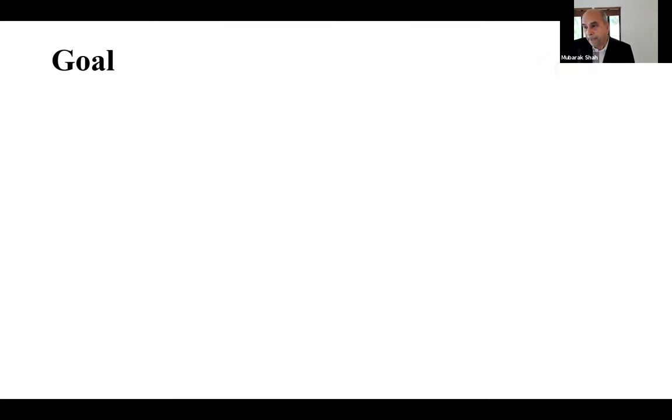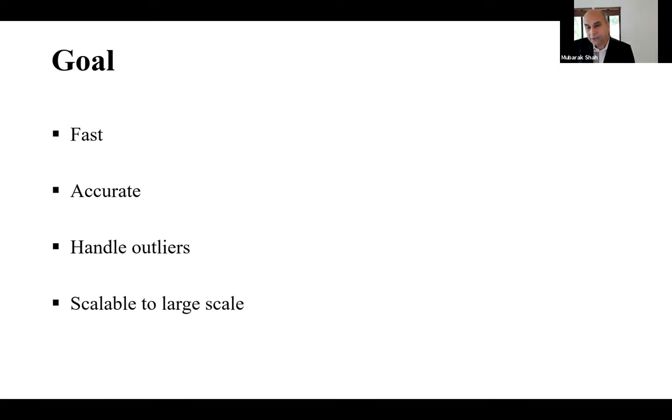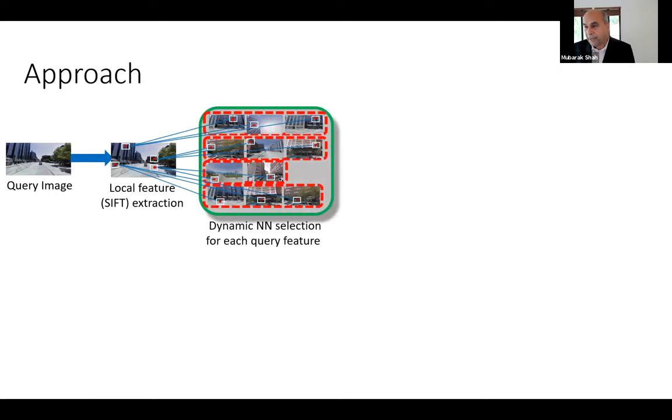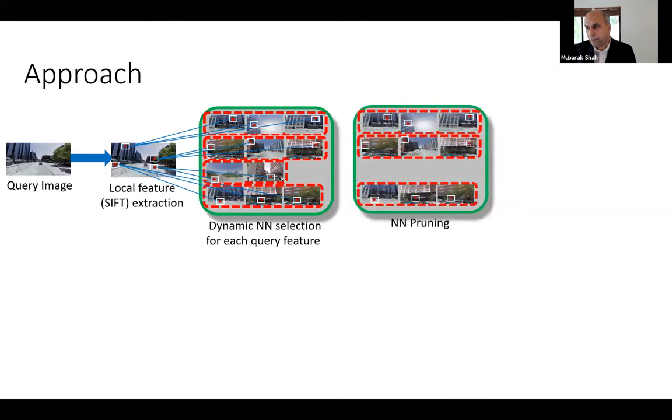So then we will go to the next thing we did, which uses the idea of constraint dominant set. And so here the goal is that we want to have a fast method, we want to have an accurate method, and we want to handle outliers. And also it can be scalable to larger scale. So the approach is very similar to the previous one. So we take a query image, we get the local features, SIFT features, and then we select the nearest neighbors, but here we have the idea that we want to select them dynamically. We don't have to have a fixed number of nearest neighbors. If the nearest neighbors are similar, we don't have to waste time there. And we prune some of these, we say a particular mission point, maybe that's not important.